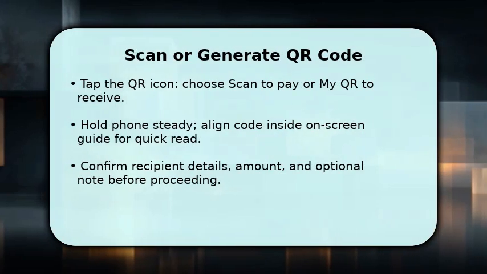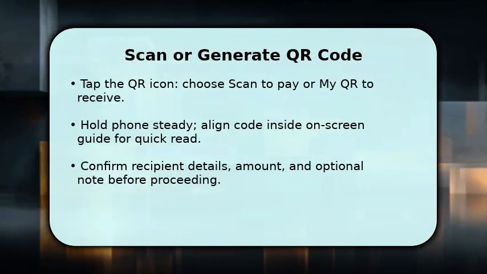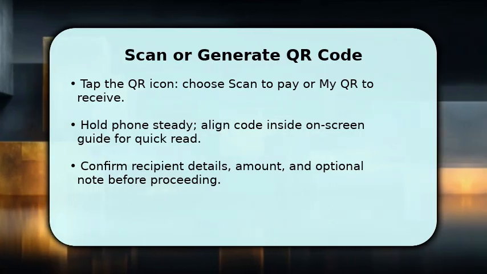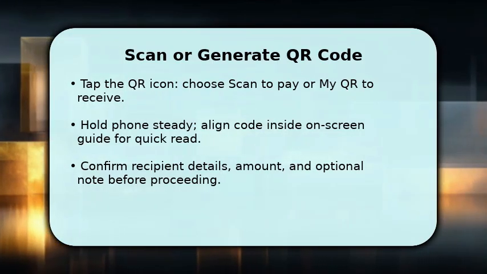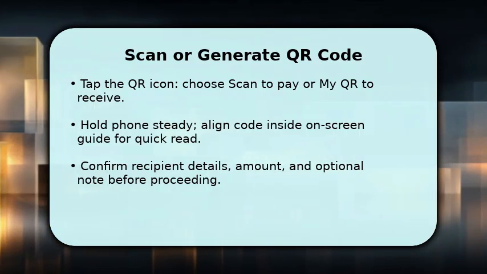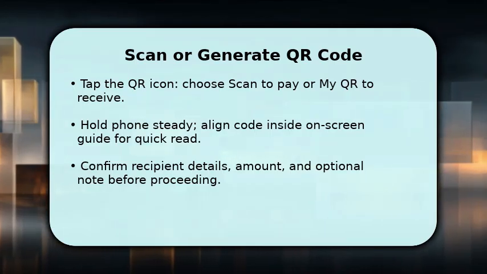Now you either scan to pay or generate your own QR for receiving funds. If scanning, tap Scan and frame the seller's or friend's code until it reads, keeping steady for the app's recognition. If generating, tap My QR, confirm your $cash tag, and set an optional payment request amount.